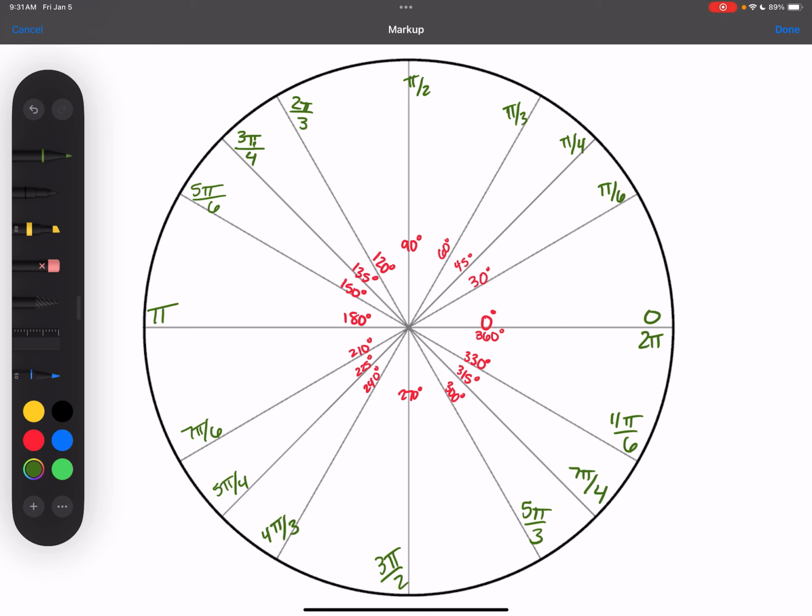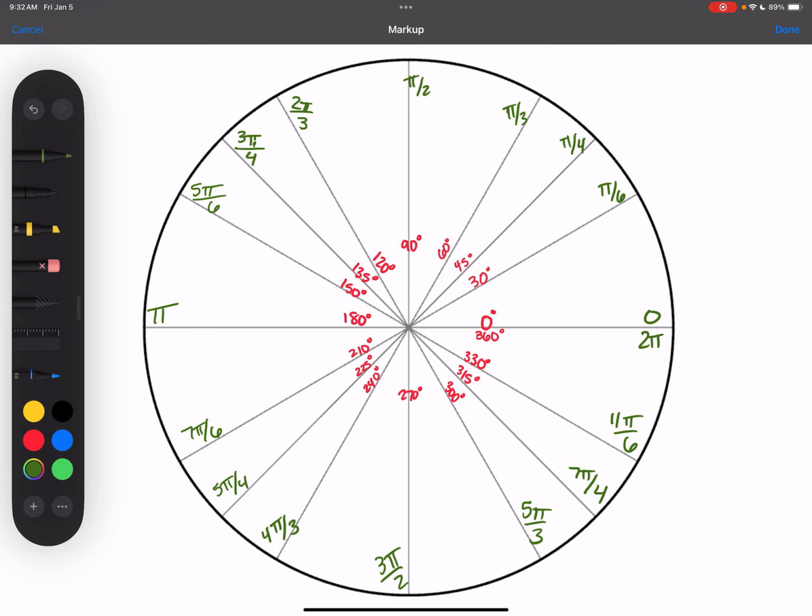Okay, then pi over 3. So this one comes in 3 segments. So it's here, here, and here. The pi over 3s are increments of 60 degrees. So 0 pi, 1 pi over 3, 2 pi over 3, 3 pi over 3, which reduces to pi, 4 pi over 3, 5 pi over 3, 6 pi over 3, which reduces to 2 pi.